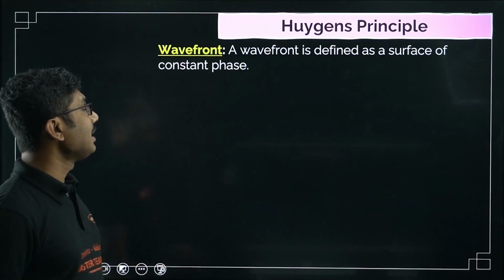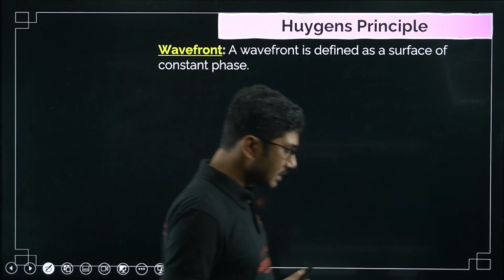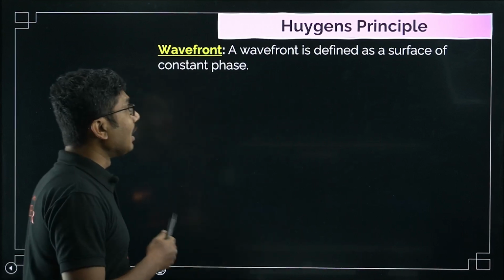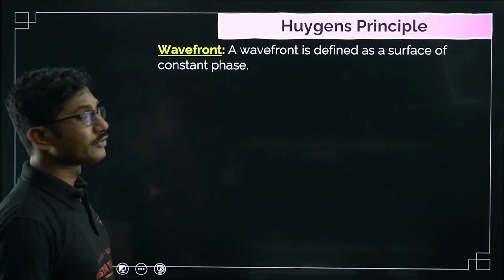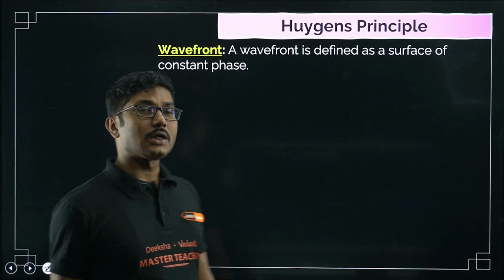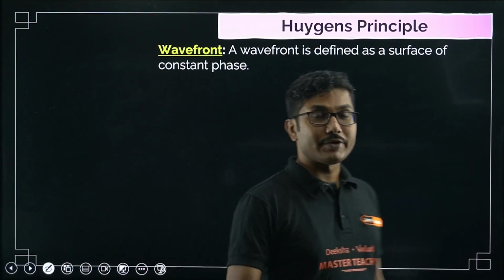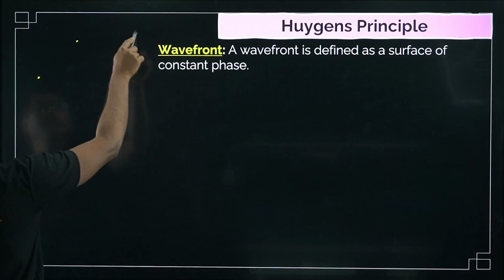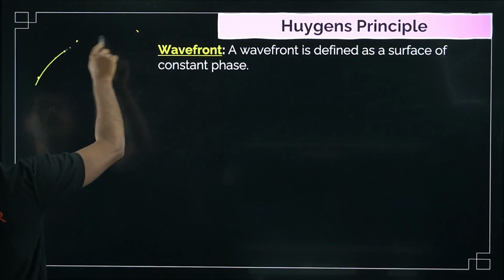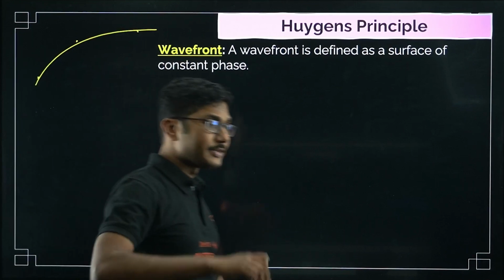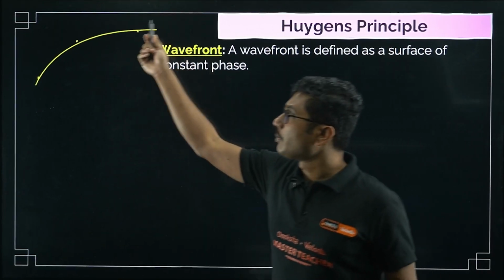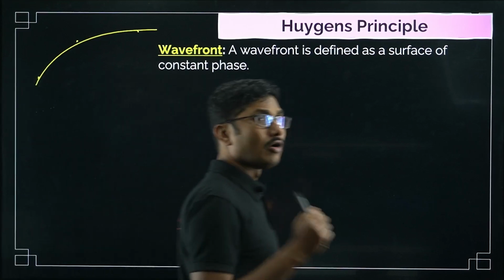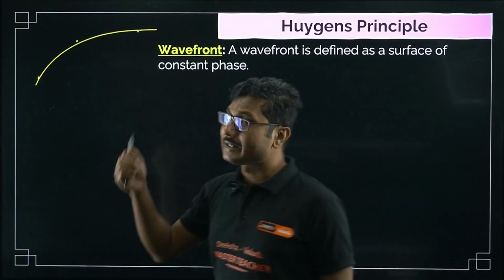So what is Huygens principle? Before knowing Huygens principle, you need to know about wave front. What is a wave front? Wave front is defined as the surface of constant phase, or we can say the locus of points having the same phase. Locus means a path: if there are a few points and you join them, this is called a locus. Path means all the points which are at the same phase. If you join them, that is called the locus of the same phase, and that is called a wave front.